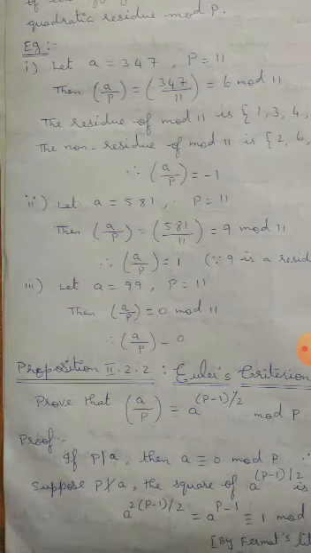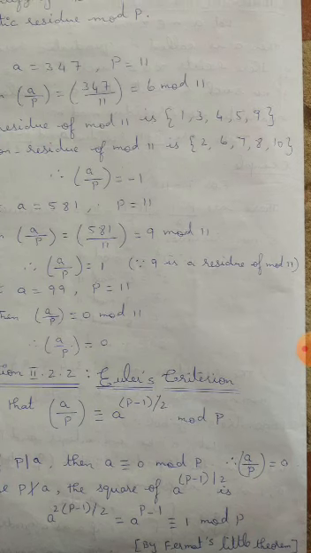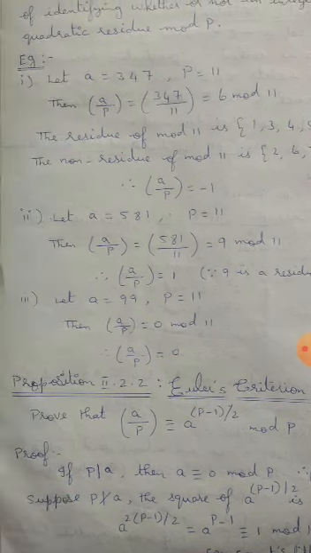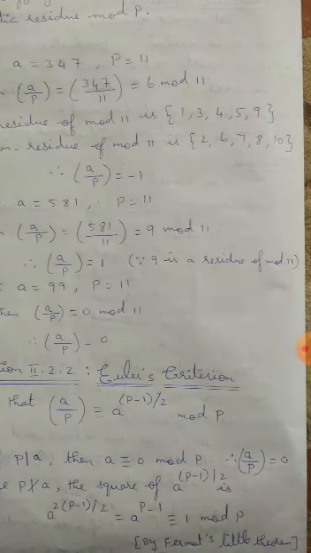Here there are 3 examples. Let a equal 347 and p equal 11. Dividing 347 by 11, we get the remainder 6 mod 11. Before that, we have to find whether the value is a residue or non-residue. The residues of 11 are 1, 3, 4, 5 and 9. The non-residues are 2, 6, 7, 8 and 10. Therefore, 6 is in the non-residues.